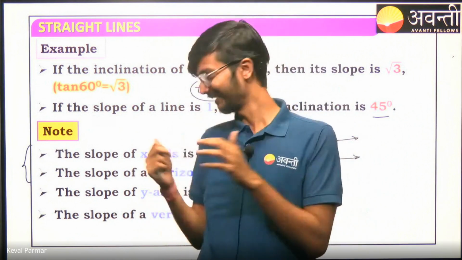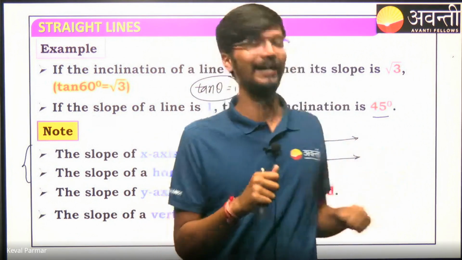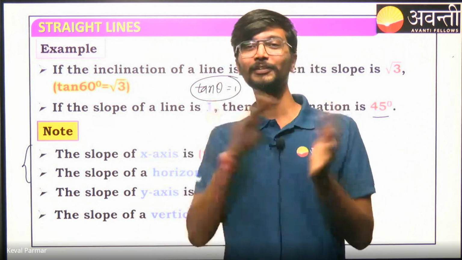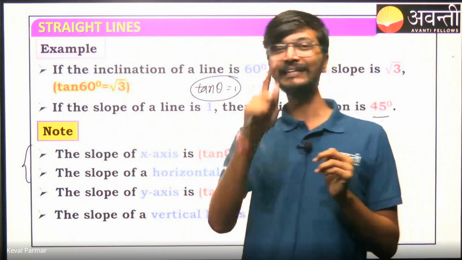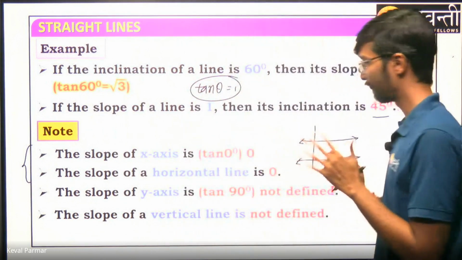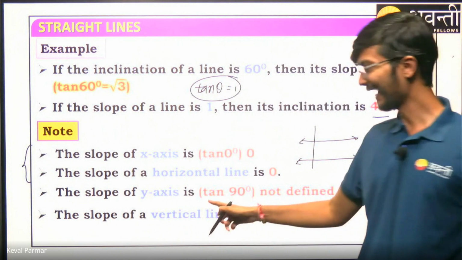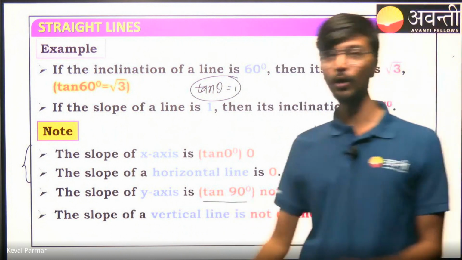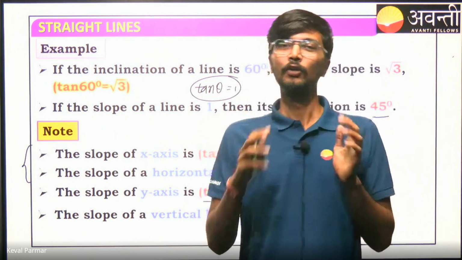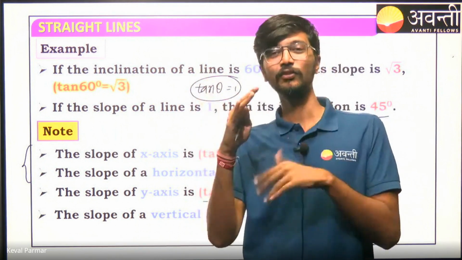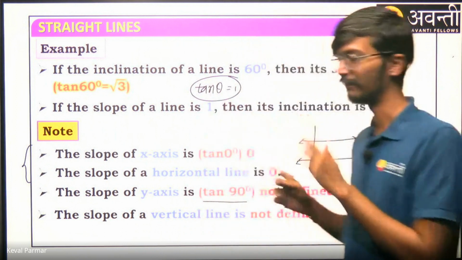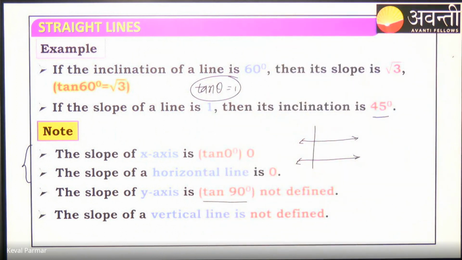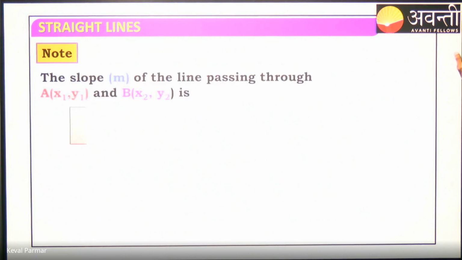Now you can already guess what the slope of the y-axis or a line parallel to the y-axis will be. As you can see, the inclination is 90 degrees, so if we try to calculate the slope, it will be tan 90. And as we all know, tan 90 is not defined. So a line parallel to the y-axis, or the y-axis itself, will have a slope that is not defined. Correct? Let's see what we have next for the slope.